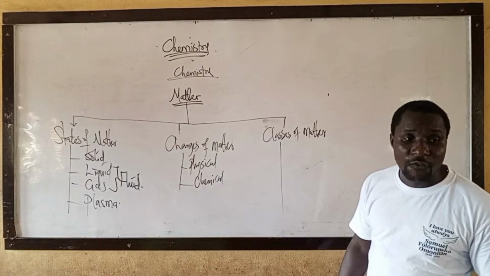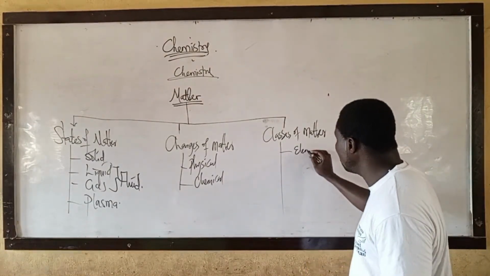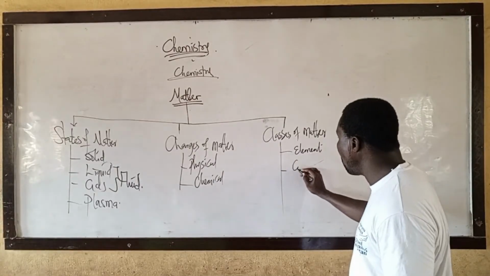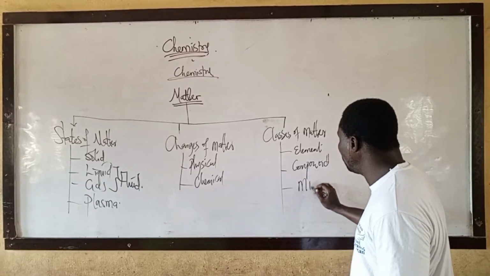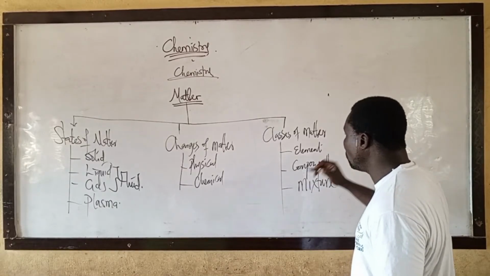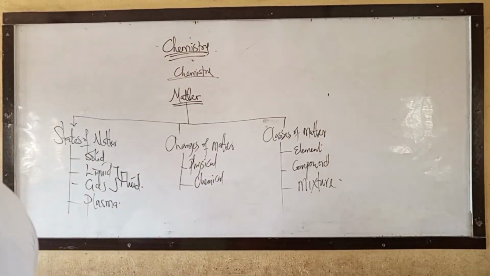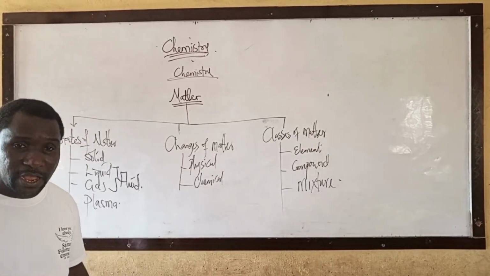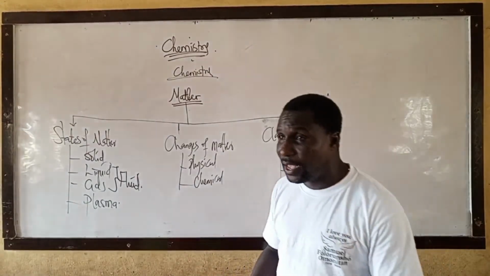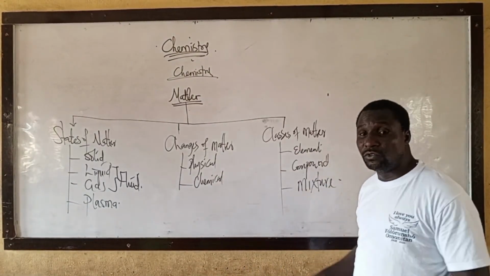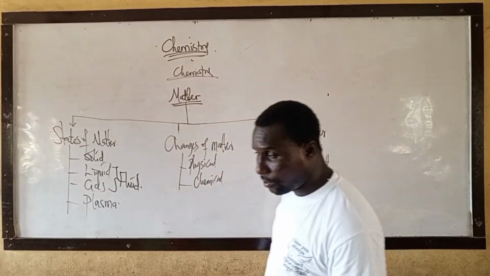What are the classes of matter? We have elements, compounds, and mixtures. You have to know this. Under element, you have to know the types of elements and how you can identify them. Under compound, the types of compounds and how you can identify them. Then you have to know the types of mixtures also. Take note of that.